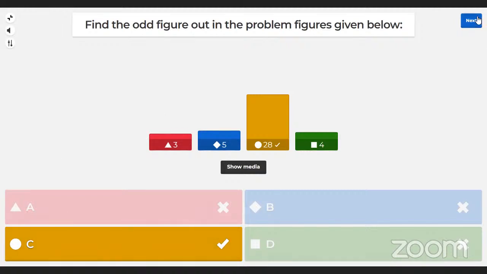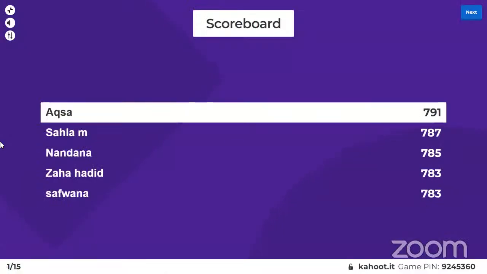So we are moving on to the leaderboard for the first time. Aksha is on the top spot with 817 points. Second spot goes to Sahala with 813 points. Third spot goes to Nantana. Fourth spot goes to Sahadeep. And the fifth spot goes to Safwana. That's how the leaderboard looks after the first question.